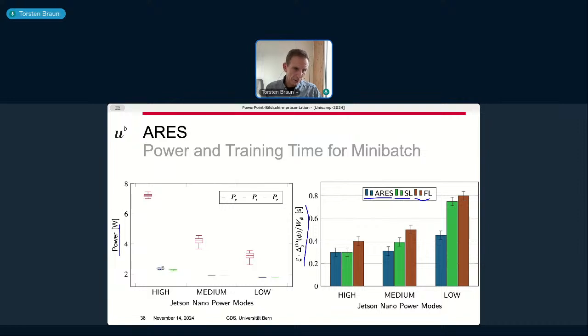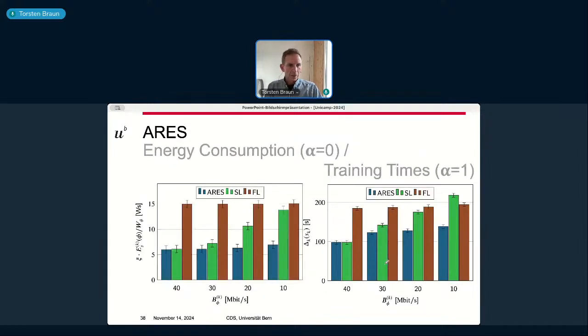Here we see that standard split learning and our approach are quite similar in terms of power, but we see some scenarios where the training time was much better using our approach compared to a standard split learning approach. Here again, further results depend on this alpha parameter, which gives a higher priority for energy consumption or for training times. Again, we see that our approach performs quite well compared to standard split learning and federated learning.